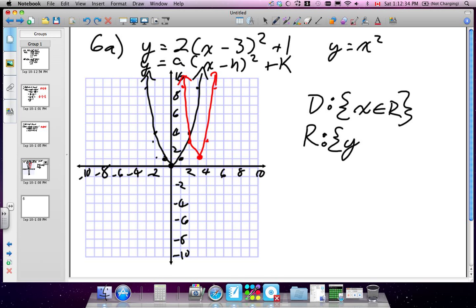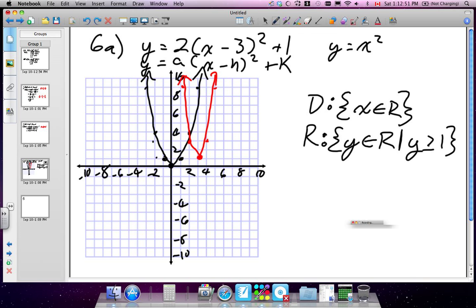Yeah, y's got to be greater than 1. Now, technically, because it's a continuous function, we always got to start with y is an element of all real numbers, and then we put our restriction, such that y is greater than or equal to positive 1. And that's our domain and range for 6a. Does that make sense?